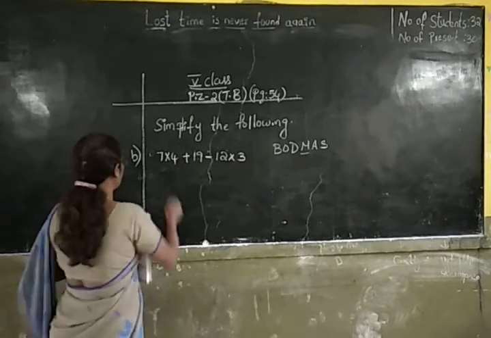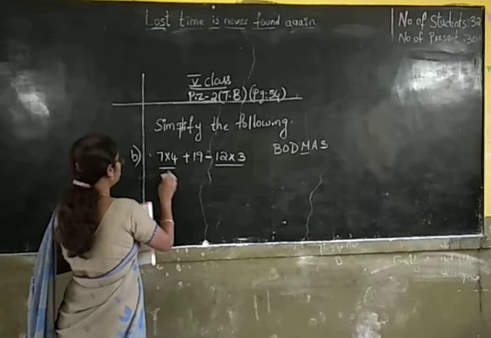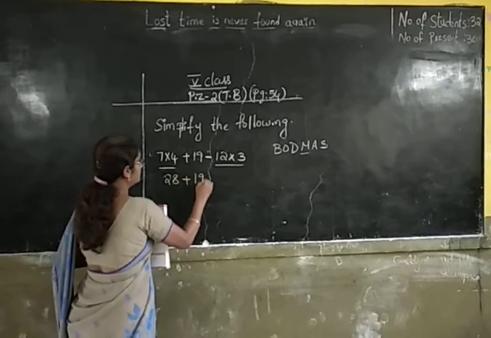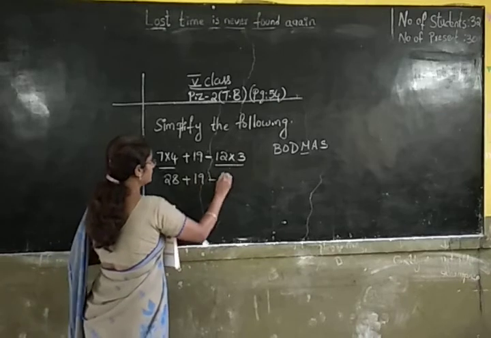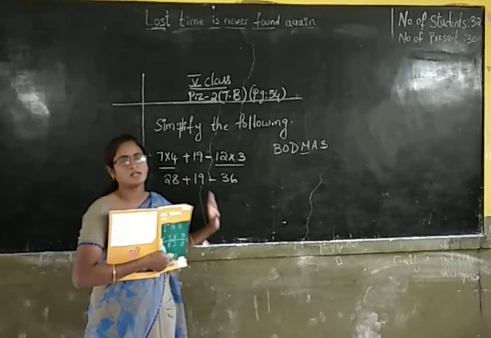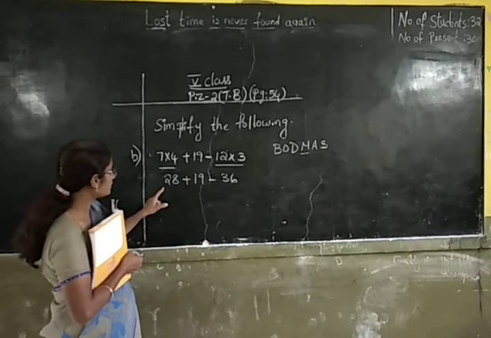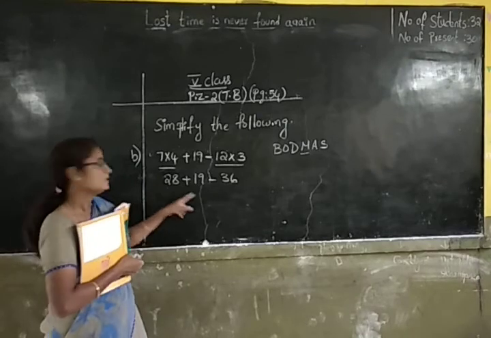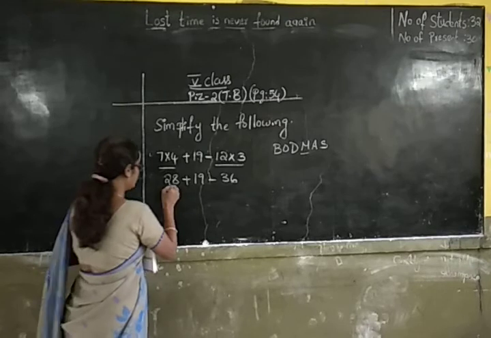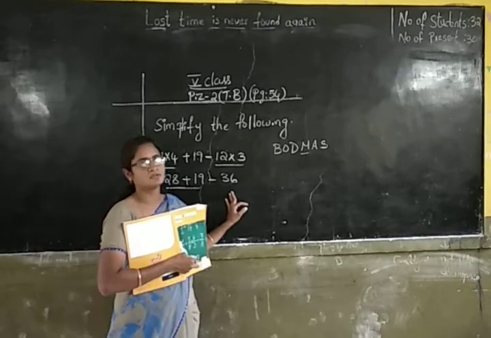So first let us solve the numbers which are having multiplication. So here 7 4s are how much? 7 4s are 28 plus 19 minus 12 3s are 36. After solving the numbers which are having multiplication symbol, let us rearrange the numbers with addition symbol. So here already these numbers are rearranged with the addition symbol. Okay. Now let us do the addition first. So after multiplication we have to do addition and then we have to do subtraction.